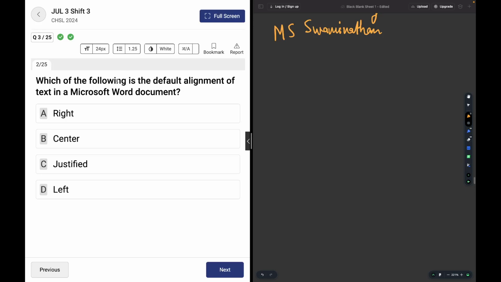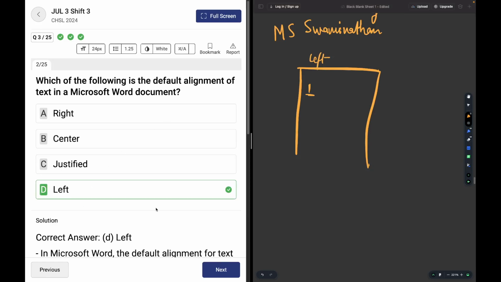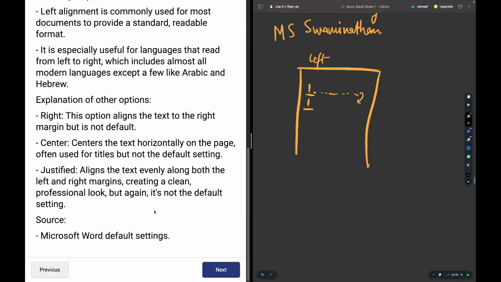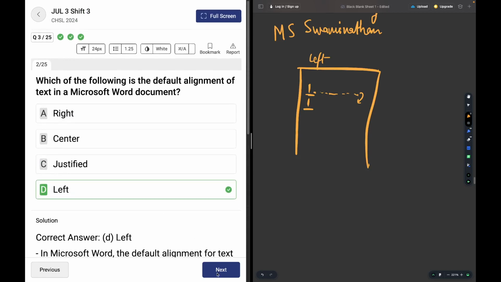Moving on. Which of the following is the default alignment of a text in a Microsoft Word document? As soon as you open the Microsoft Word document and you start typing, the first word starts from the leftmost side. So left is the default alignment. When you start typing in a new document, the text will automatically align to the left margin by default. When you change the line, the first word of the next line would also be on the left-hand side. This is what is meant by left alignment.